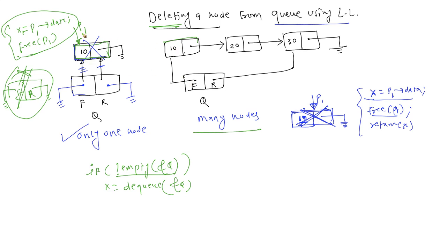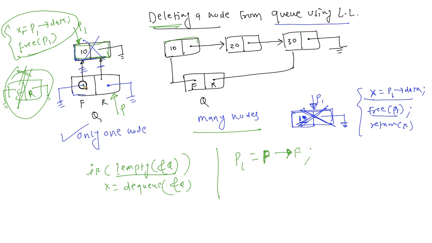So P1 will be pointing to F1. P1 is pointing where F is pointing, so I'll do P1 equal to F. As this F is not directly accessible, it's inside the pointer, let's say we have a pointer P pointing to this node, so I'll say P arrow F, right?